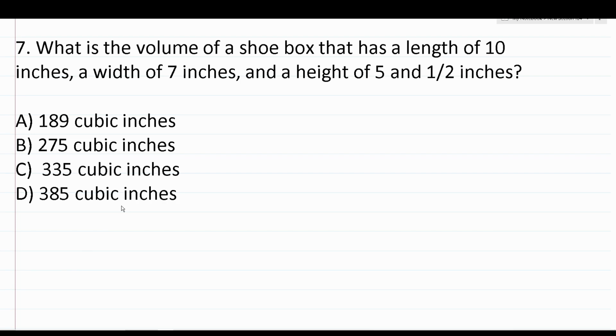So number 7 says, what is the volume of a shoebox that has a length of 10 inches, a width of 7 inches, and a height of 5.5 inches? So a shoebox is in the shape of a rectangular prism. To find the volume of a rectangular prism, the formula is very simple. It's length times width times height. In this case, we know what these values are. We know our shoebox has a length of 10, a width of 7, and a height of 5.5.